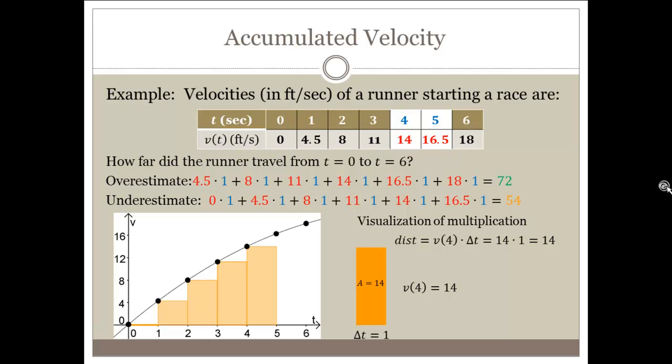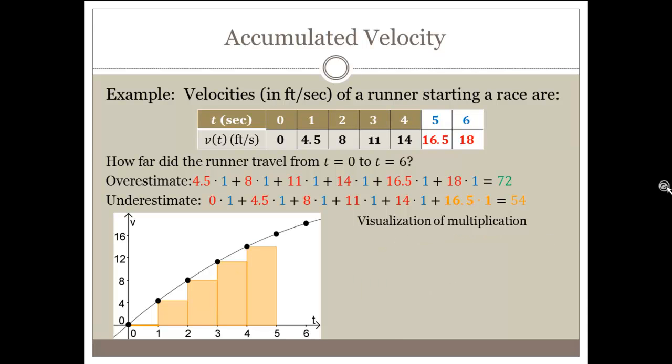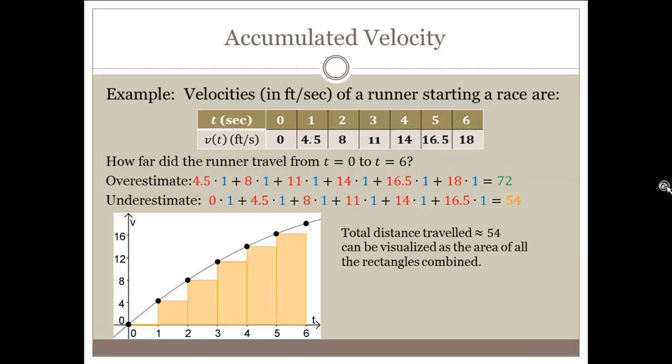We finally look at the last time interval from 5 to 6. Here we calculated that the distance traveled was approximately v of 5 times delta t, or 16.5 times 1, giving a rectangle of height 16.5, width 1, and area of 16.5, which can be put on our graph over the time interval from 5 to 6. Now, since the area of each rectangle represents the distance traveled over that time interval, the total distance traveled can be visualized as the area of all the rectangles combined.